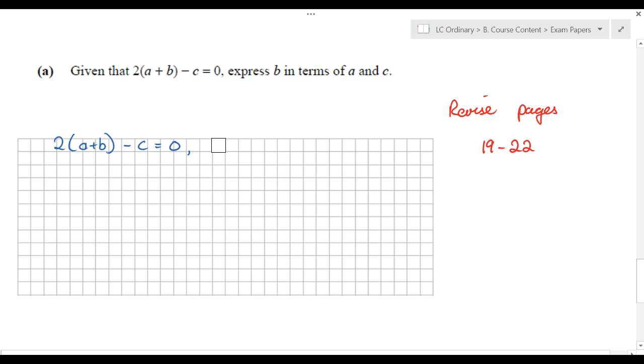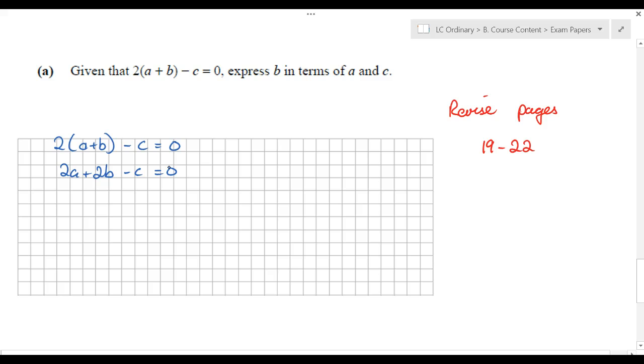In other words, we want b on its own. We want to make b the subject here. So b equals, and then some terms in a and c. So first thing we're going to do, we're going to multiply out the brackets to get 2a plus 2b, subtract c equals 0. We've removed the brackets.